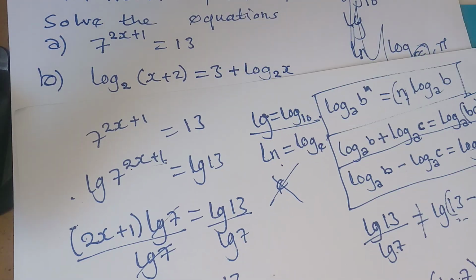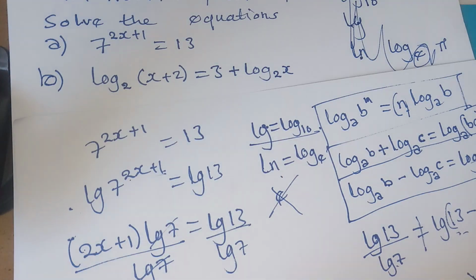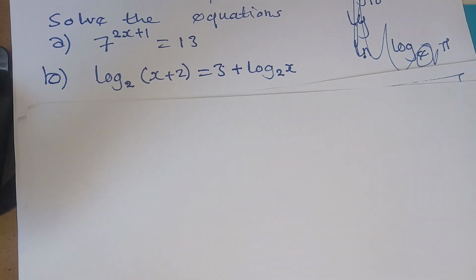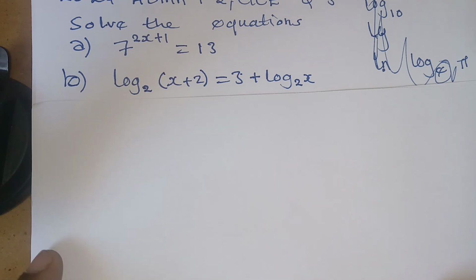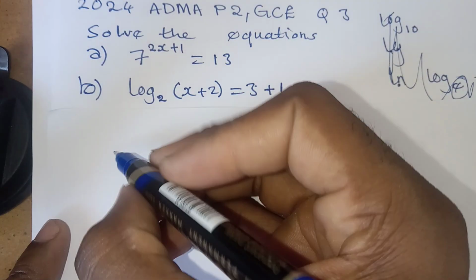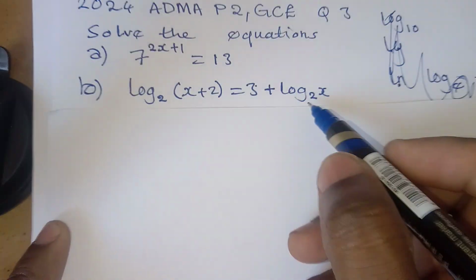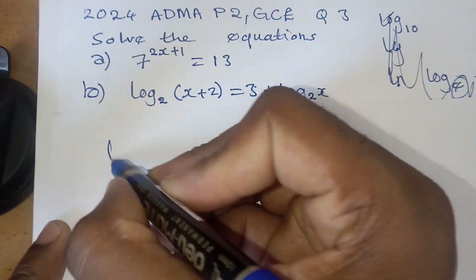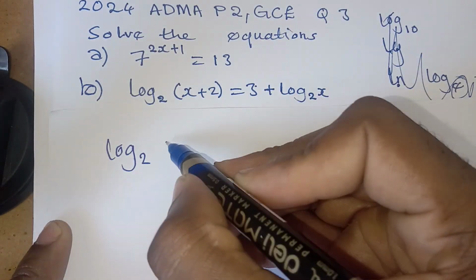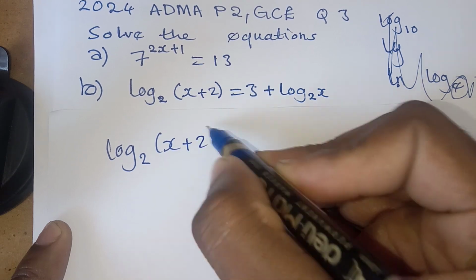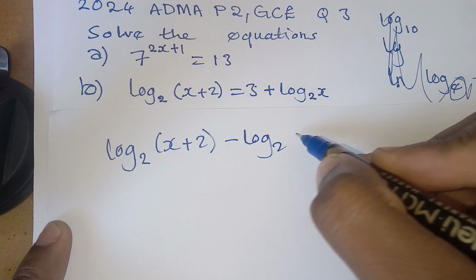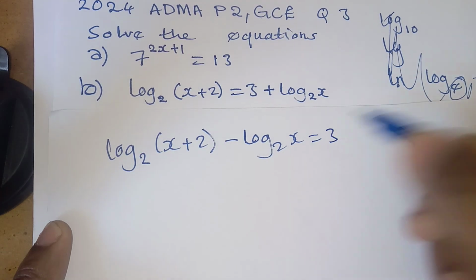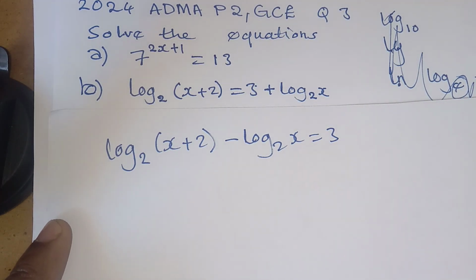Let's move on to the second problem. For the second problem, we have something which is even easier but has more marks. To do this, I can just take this one to the other side. So I can say log 2 of x plus 2. I'll bring this log this side, and then I'll leave the 3 exactly where it is.